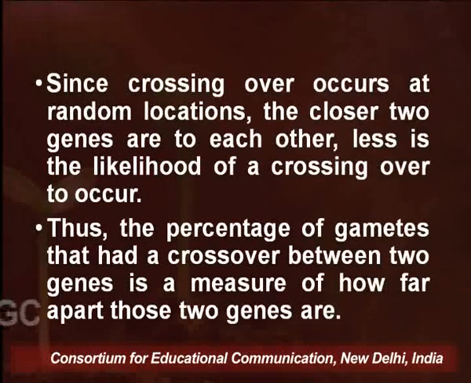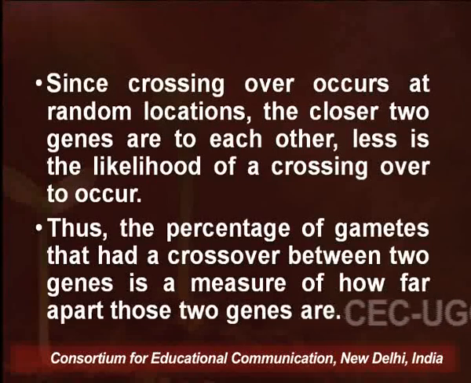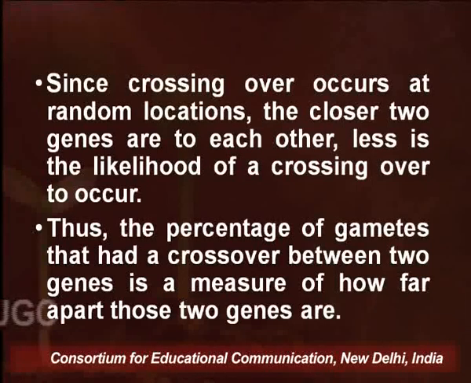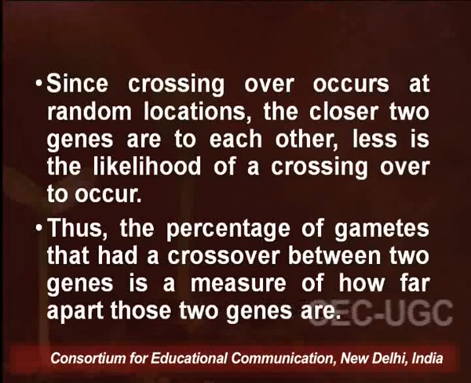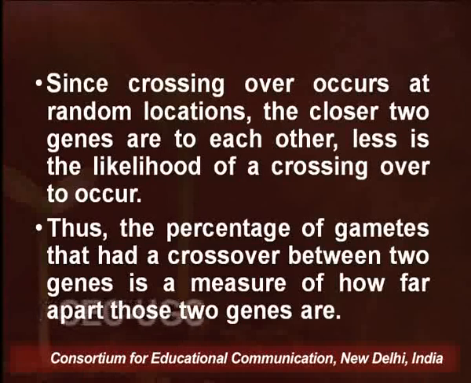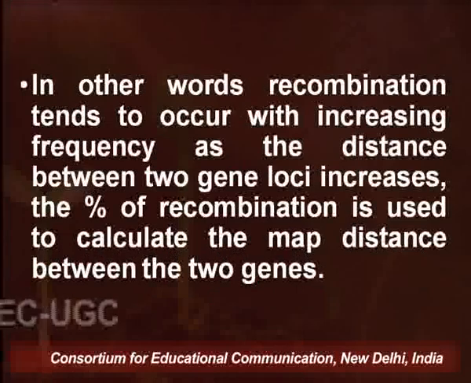Now, we know that there is no hard and fast rule that this is the place where crossing over has to take place. In other words, it is going to take place at random locations. But one point is very true: the closer the two genes are to each other, the less is the likelihood of a crossing over to take place. And therefore, the percentage of gametes showing crossover between the two genes would be an actual measure of how far apart these two genes are located.